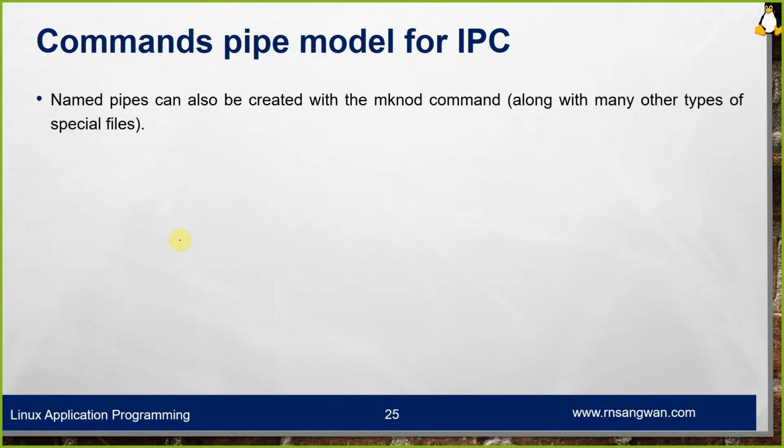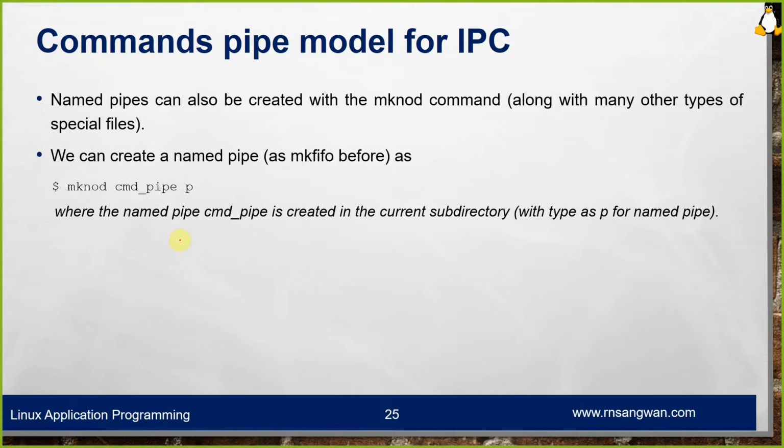A named pipe can also be created with the mknod command, along with many other types of special files. We can create a named pipe as with mkfifo before by using the command mknod and the file name, that is cmd pipe, and the p option, where the named pipe cmd pipe is created in the current subdirectory with type p, that stands for named pipe.